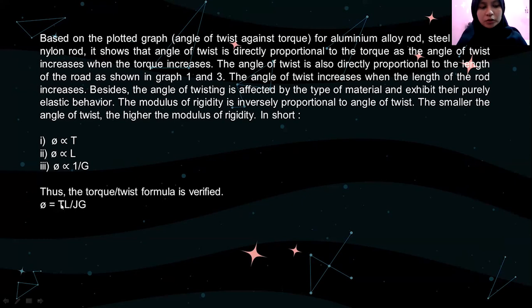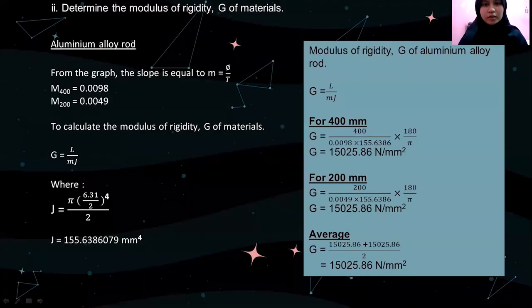which is torque equals TL divided by JG. Okay, for part 2, determine the modulus of rigidity of materials. So this is the calculation for the modulus of rigidity.